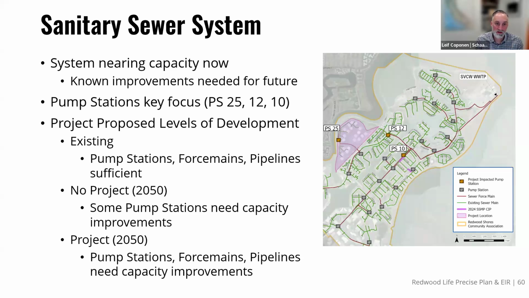And the different levels of development and potential impacts: again, existing conditions, the pump stations, force mains, and pipelines are sufficient. No Project 2050, some of the pump stations do need capacity improvements. And then if we look at Project 2050, the pump stations, force mains, and some gravity pipelines need capacity improvements. Next slide.